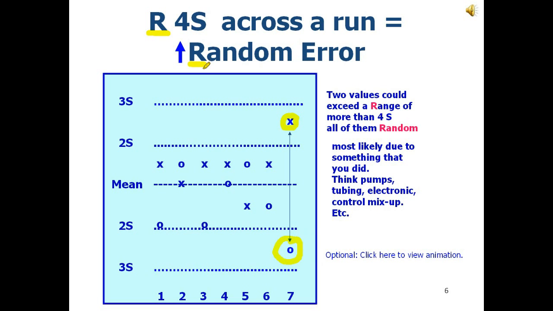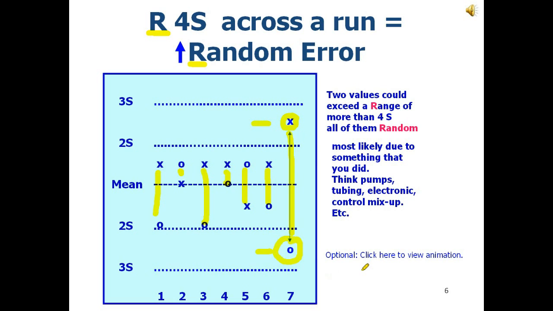See here what's always circled is the x is outside plus 2 and the o is outside minus 2. So the range between them is more than 4 SD. Again, the chances of that happening just due to the inherent random error is less than 1 in 800. All the rest of them are okay. Something happened between 6 and 7 to make a lot of noise.